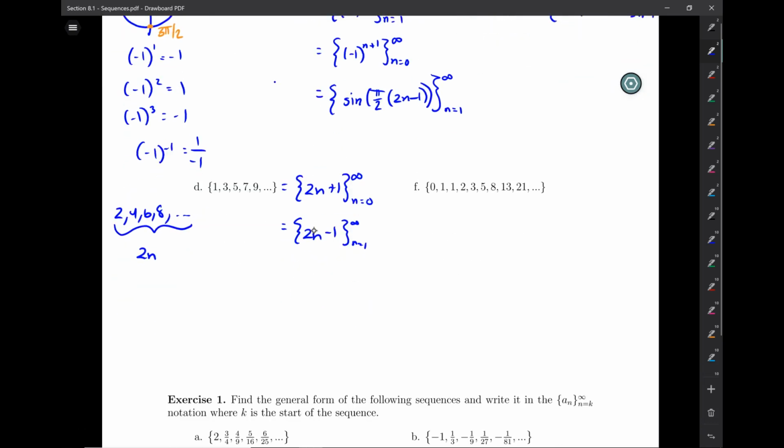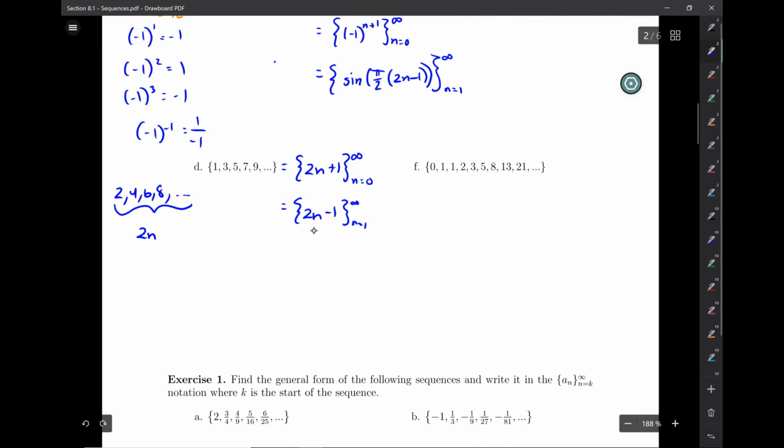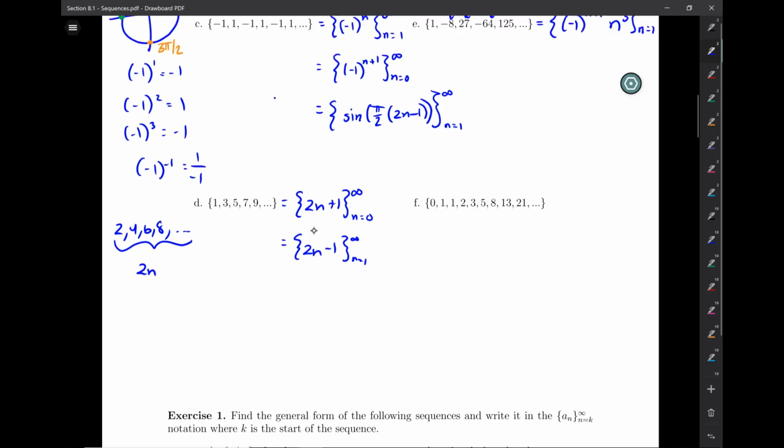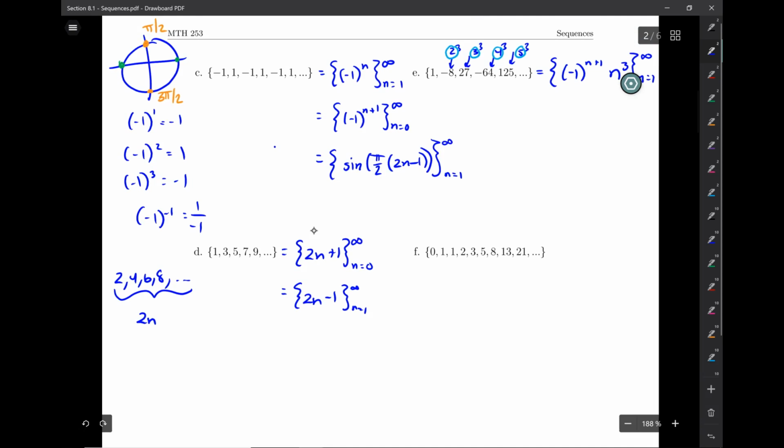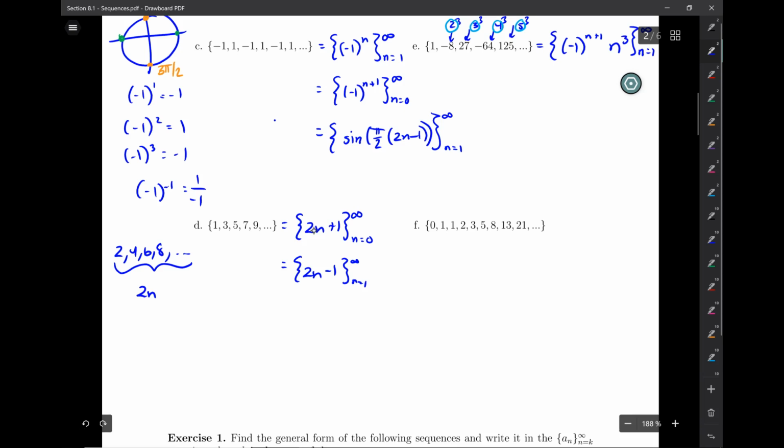Okay, let's take a look at F here, our last example before we move on to the next parts. Now this one's interesting: 0, 1, 1, 2, 3, 5, 8, 13, 21, and so on. It feels different than the other ones in that it's not increasing by the same amount every time like this one was. This one was increasing by 2 every time, which is why our rule was linear, 2n plus 1. You can think of 2 as being the slope. It doesn't seem exponential, nor does it seem like a power function.